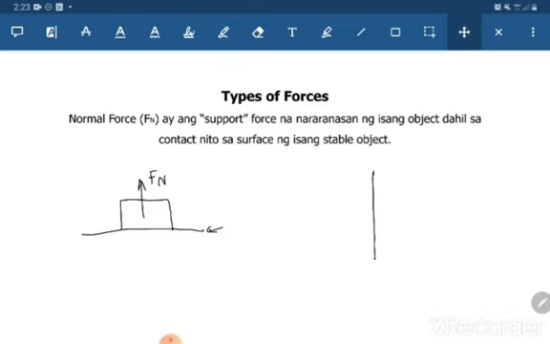Pero, halimbawa, meron kang, this is a wall, and then sinandal mo yung isang box dyan, sinecure mo siya in place kasi naglagay ka dito ng applied force. Hindi upward yung mararanasan yung normal force, no? Ang mararanasan yung normal force ay paganyan to the left. Tandaan mo na kapag normal force ay lagi siyang perpendicular with the surface. Okay? Yung kanyang direction ay laging perpendicular sa surface. Kung ang gravitational force ay laging downwards, ang normal force ay laging perpendicular and away from the surface.